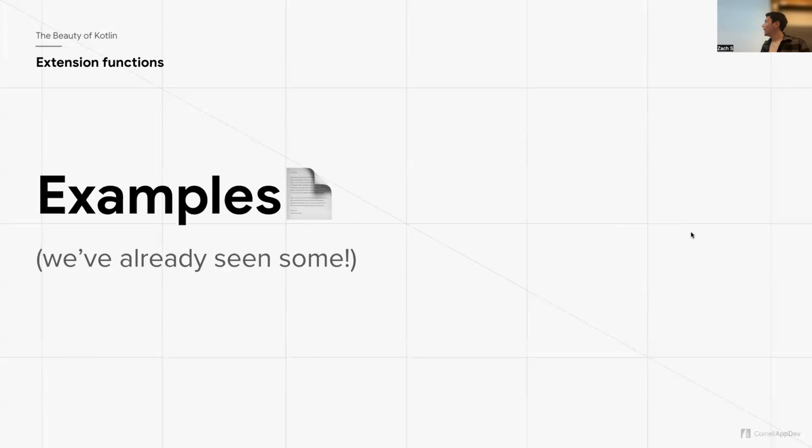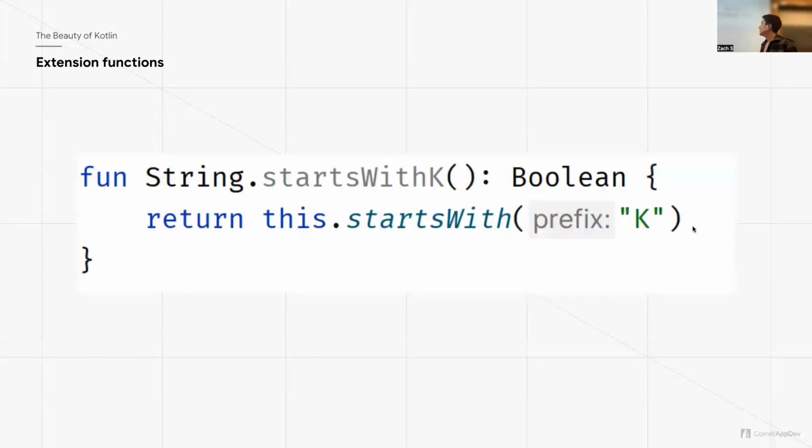So yeah, let's talk about some examples, and in fact, we've already seen some. So first, I'm just going to do a very simple example, which is this starts with K method, right? You can see that the syntax is a bit weird. This takes a bit of getting used to. I even still have to search up what the syntax is for extension functions when I implement them because it feels a bit unintuitive.